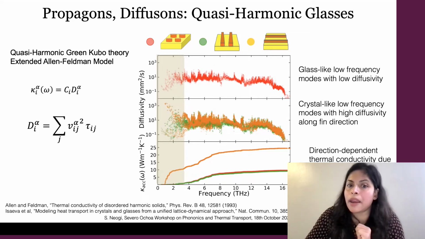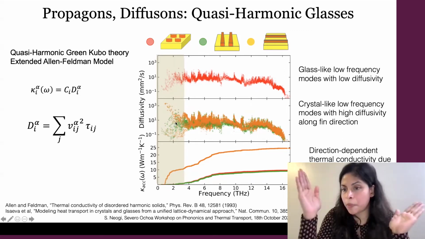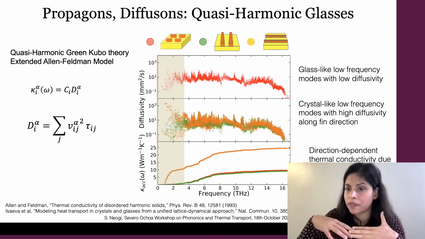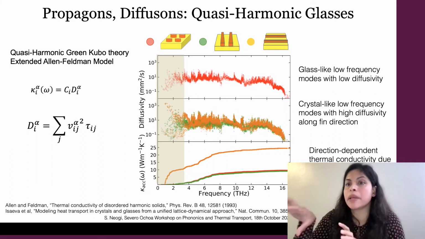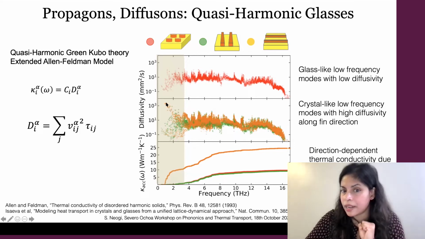And what is even more interesting is if you go to the fin side, here you have a clear separation of the two directions. The green one is across the fin, which is the low diffusivity modes, which we are terming glass-like modes, versus the orange one, which is the high diffusivity crystal-like mode. Both of them are happening at the same time.